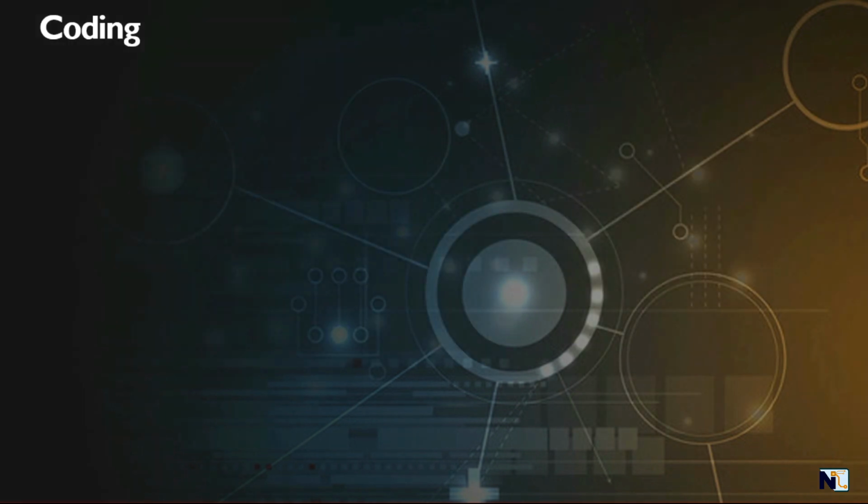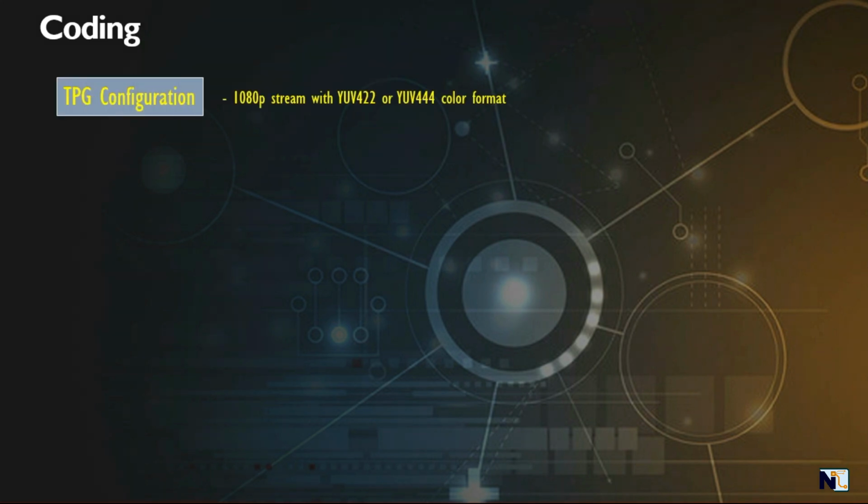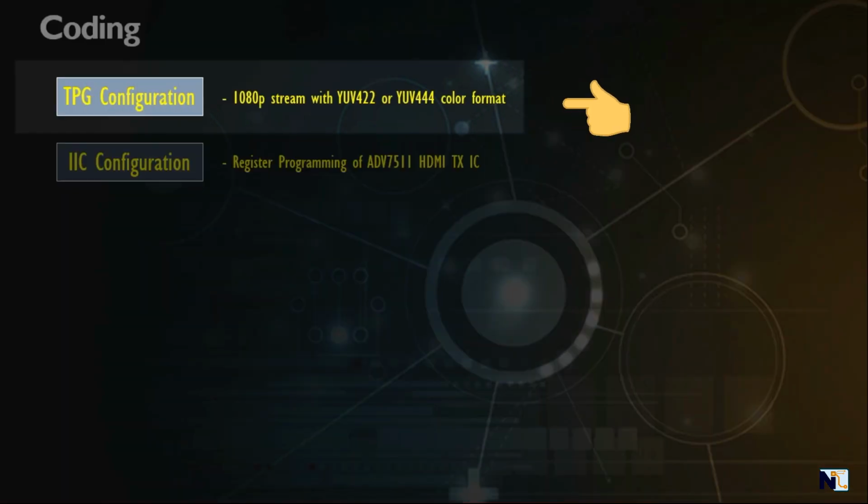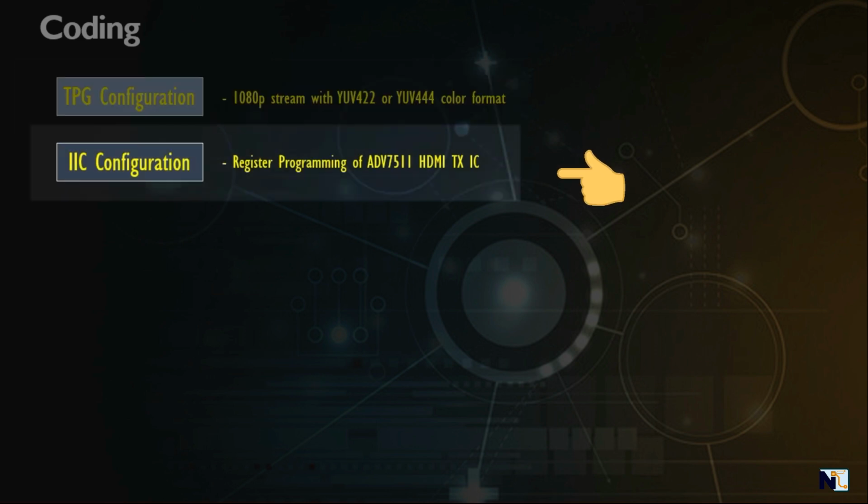Okay, code. Once the design generation completes, we can move to SDK application development using Vitis IDE. As we proceed with this, the following two things have to be done. First is initialization and configuration of the TPG to generate YUV422 or YUV444 video in 1080p resolution. Second is the XC I2C IP initialization and configuration to program the ADV7511 HDMI TX IC.